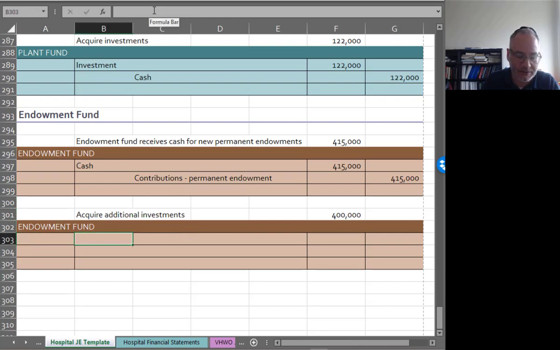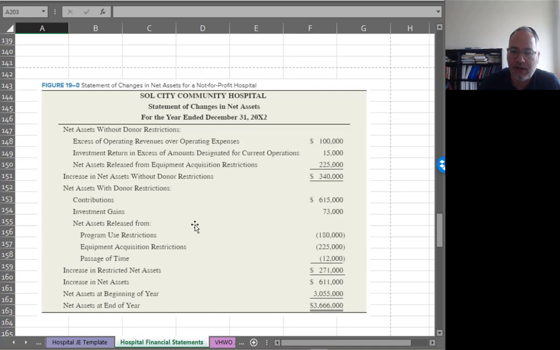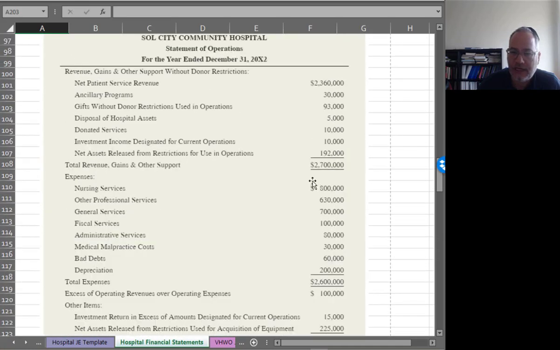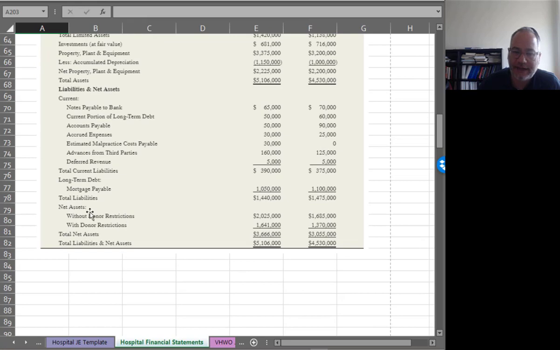And then we buy additional investments, so debit investments, $400,000, credit cash, $400,000. And that's what would give us these journal entries of what will ultimately result in these financial statements over here. So you can see these net assets released coming out of the donor restricted funds, these items here, which we were talking about before. And here they're coming into the general funds right here in the statement of operations. And here you can see the segregation of net assets into without donor restrictions and with donor restrictions.